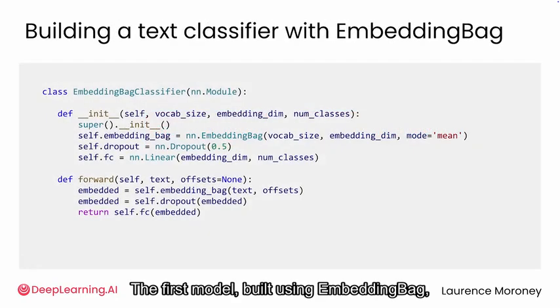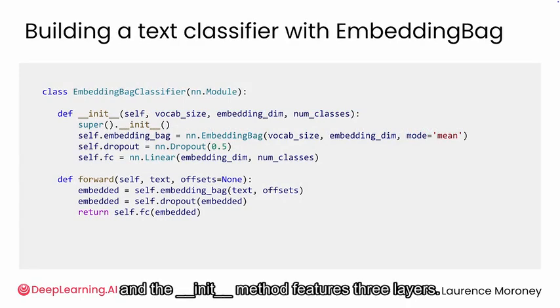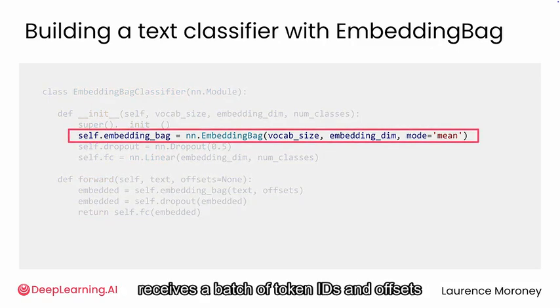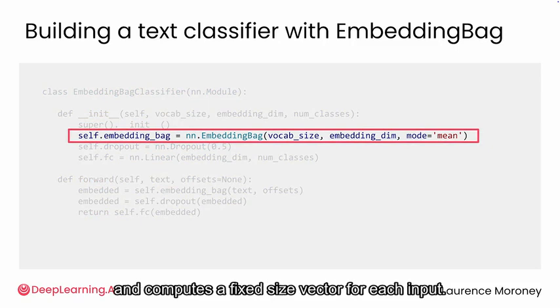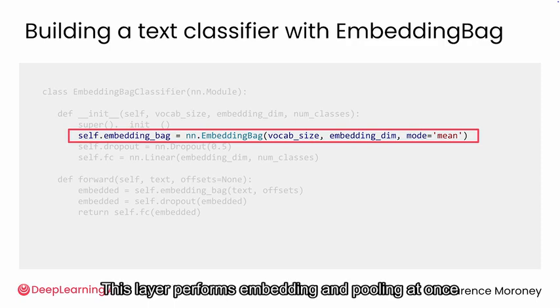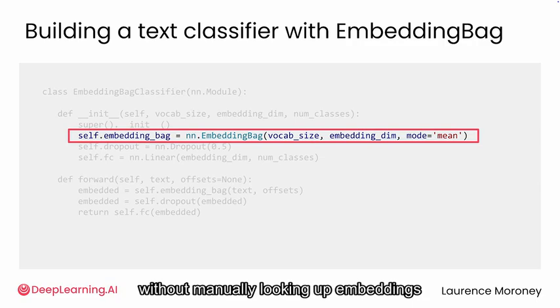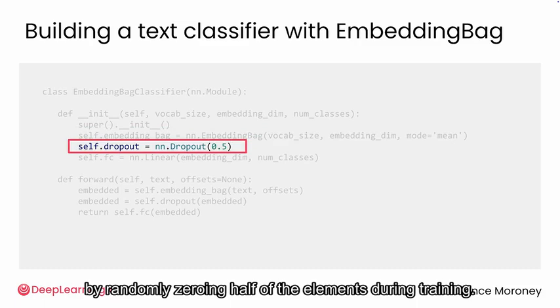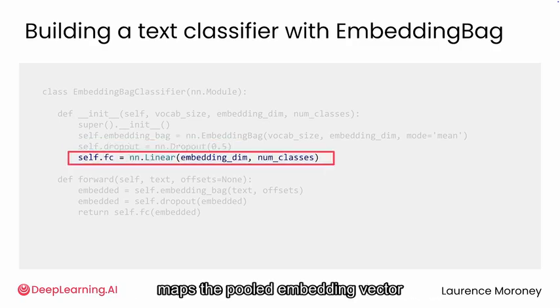The first model, built using embedding bag, combines embedding and pooling into one efficient operation, and the init method features 3 layers. The nn.EmbeddingBag layer receives a batch of token IDs and offsets and computes a fixed size vector for each input. This layer performs embedding and pooling at once without manually looking up embeddings and then computing an average or sum. Next is a dropout layer, which helps prevent overfitting by randomly zeroing half of the elements during training. And then finally, a fully connected layer maps the pooled embedding vector to raw scores for each class.